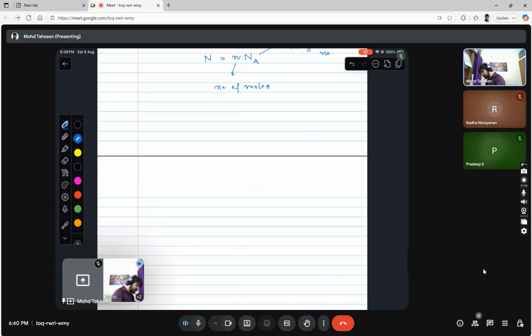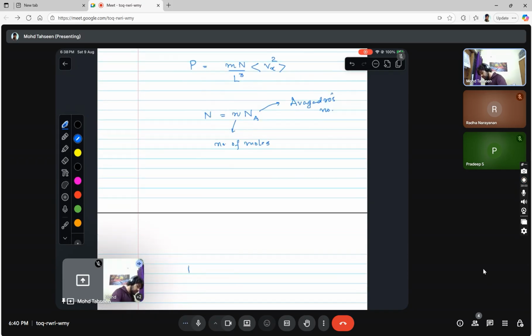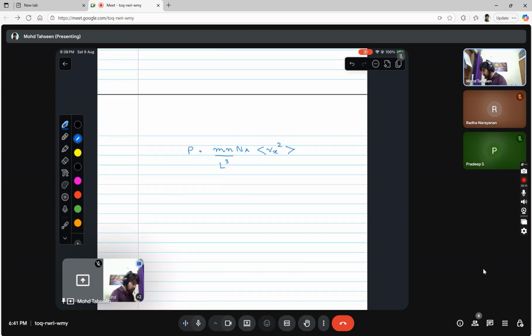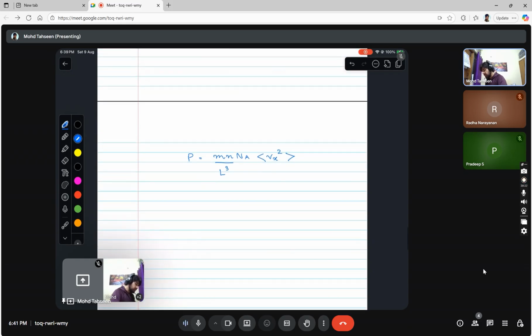So if we make that substitution, we will get that P is equal to m n Na divided by L cube times the mean square velocity. Okay, and furthermore, now here's one important point. In this equation we have only considered the x component of the velocity.